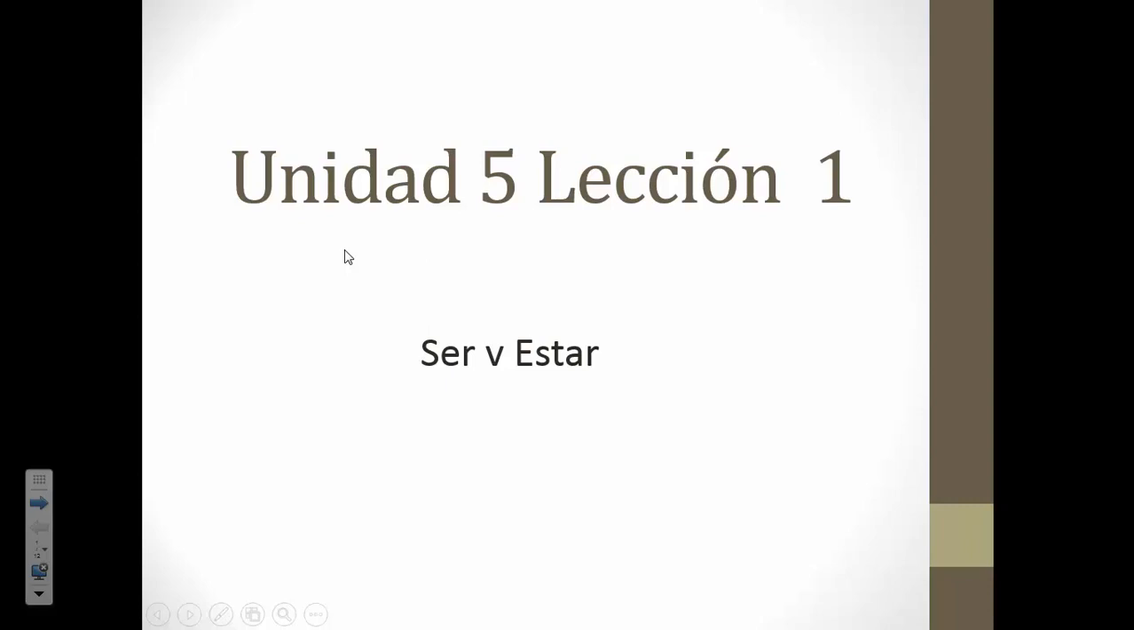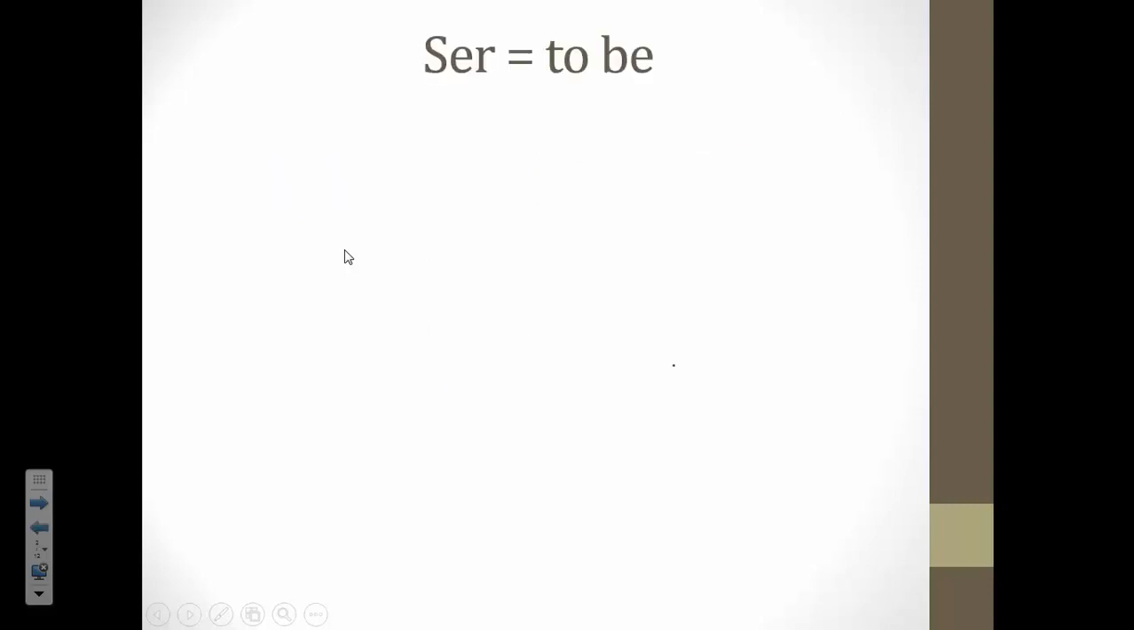Hola estudiantes, today we're going to talk about the verb ser versus the verb estar. So we've already learned that both ser and estar mean to be, but they cannot be used interchangeably, so we're going to review their forms and talk about when to use each one. Okay? Alright, so we know the verb ser means to be.